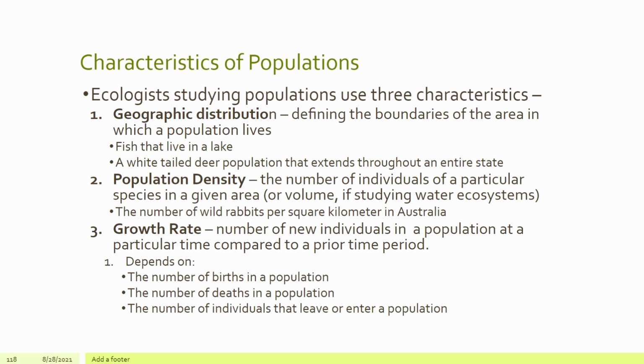Or we could look at population density, the number of individuals of a particular species in a given area, or a volume if studying water ecosystems. The number of wild rabbits per square kilometer in Australia is an example. Growth rate is the number of new individuals in a population at a particular time compared to a prior time period. And that depends on the number of births in a population, the number of deaths in a population, and the number of individuals that leave or enter a population.